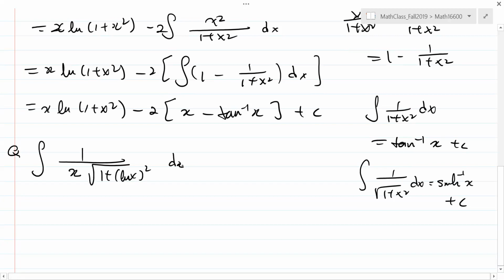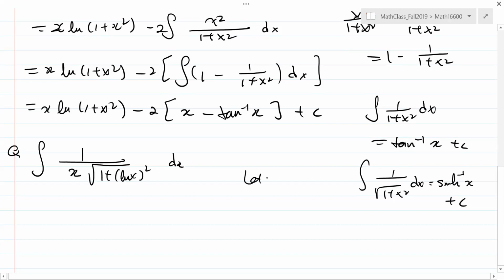Any idea? Well, we probably have to use a substitution to simplify it. Okay, what kind of substitution are you going to use, right? We don't like natural log inside the square, right? So it's a very natural idea to try this substitution.